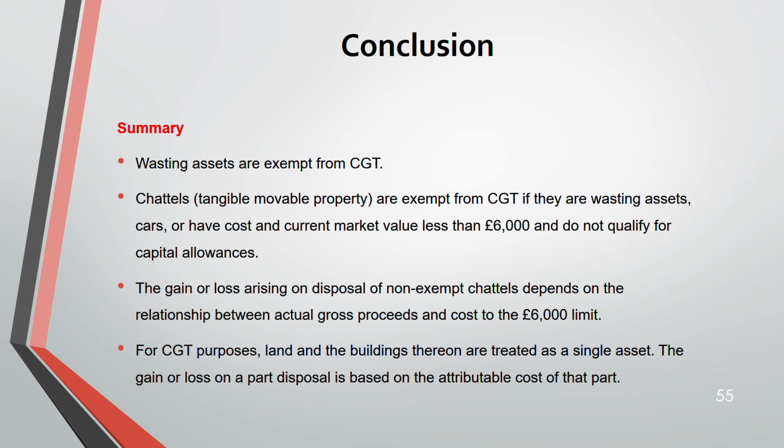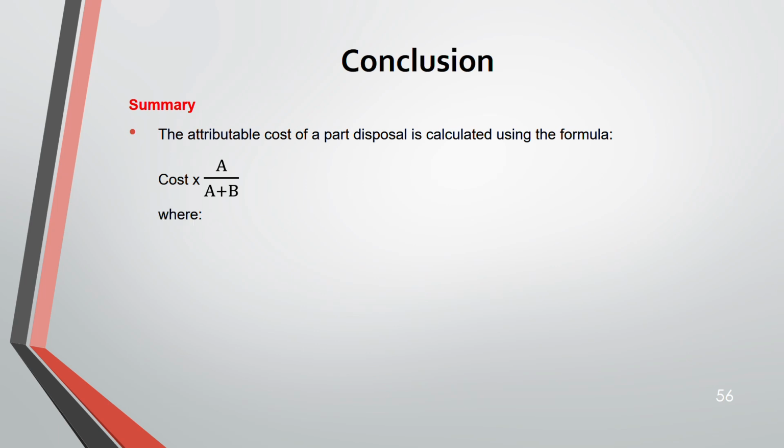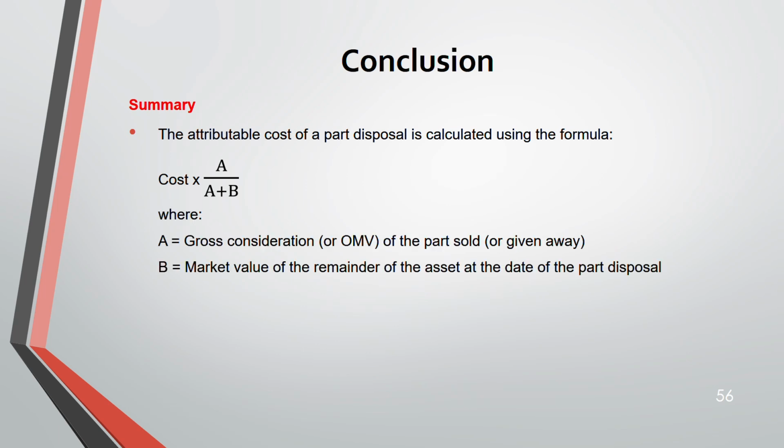And for CGT purposes, land and buildings are treated as a single asset. So the gain or loss on a part disposal is based on the attributable cost of that part. The attributable cost of a part disposal is calculated using the formula cost into A divided by A plus B. A is the gross consideration. B is the market value of the remainder of the asset at the date of part disposal. But when insurance proceeds are received, A is your insurance proceeds.